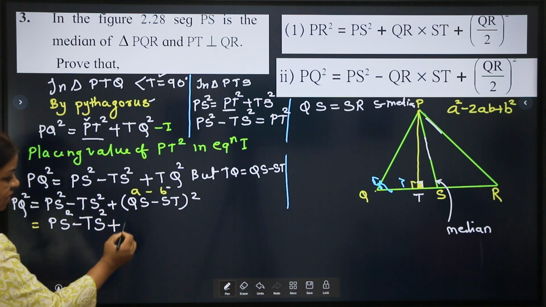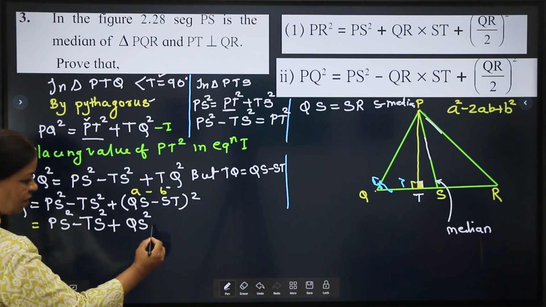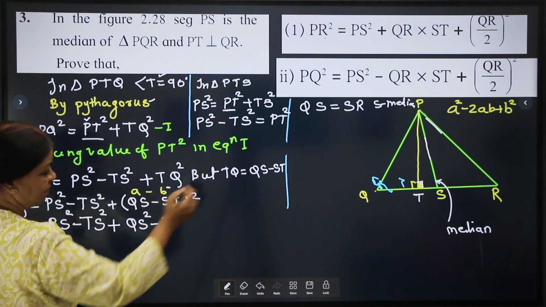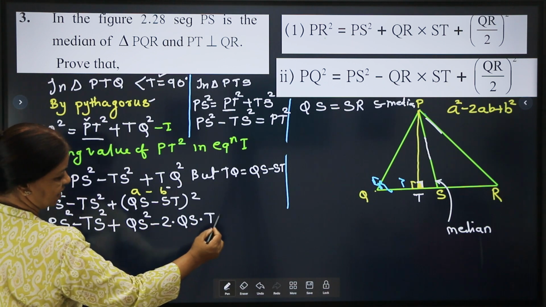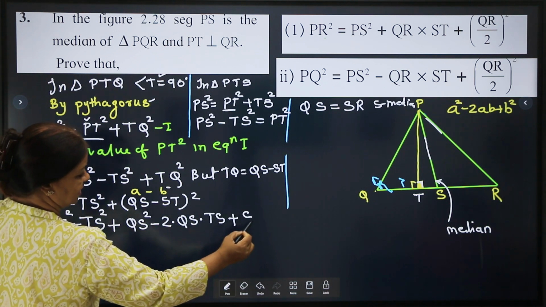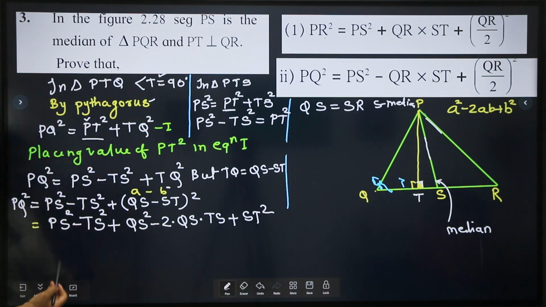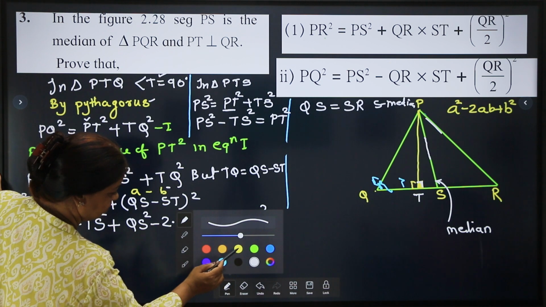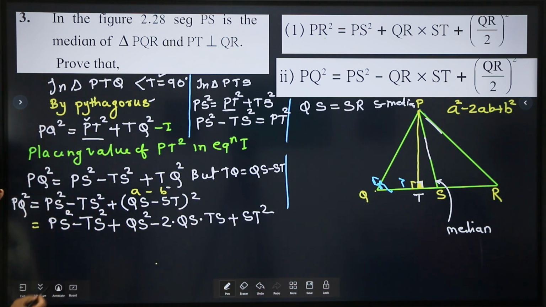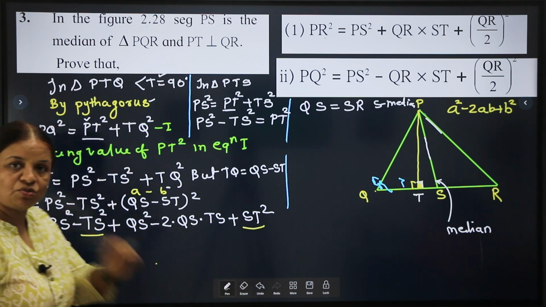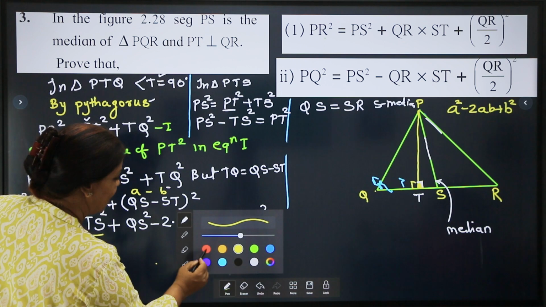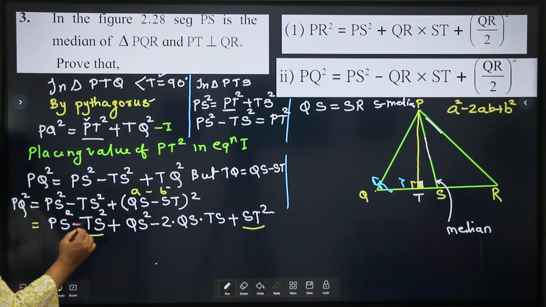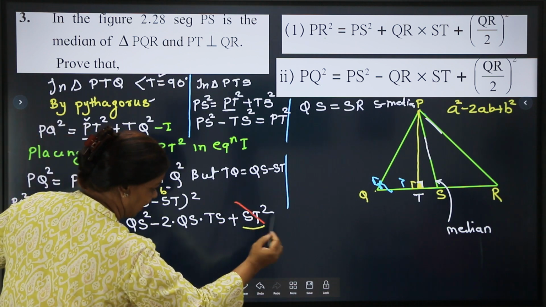So A square means QS square, minus 2 into A means QS into B means TS, plus ST square. Now what can I eliminate, children, here? See, minus TS square and plus TS square. ST square and TS square are the same only. So minus TS square and plus ST square can be eliminated, because one is minus and one is plus. This and this will get cancelled.